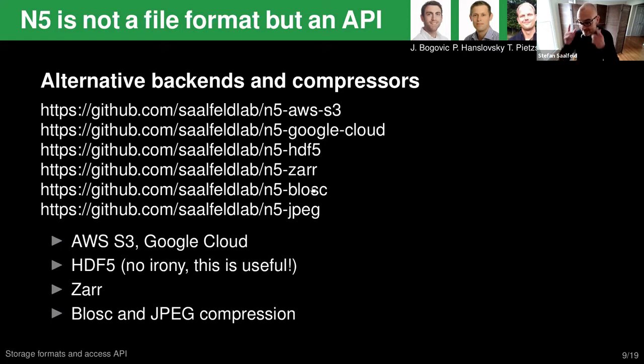Another cool thing is that you can add new compressors very easily to N5 by implementing a compressor interface and annotating them. At runtime, the JVM explores all the available compressors in your class path and makes them available to you. So we added Blosc compression, which was important to support Zarr completely, and also some experimental JPEG compression, which is good if you want to share data over the web.